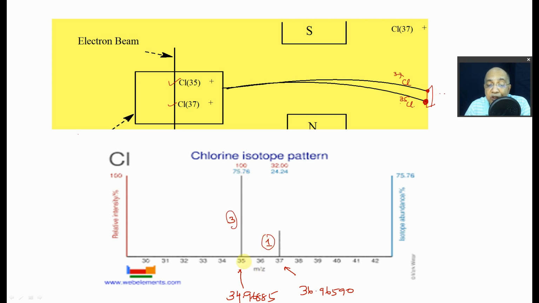And the exact position here you may find in the vicinity of 35, but somewhere the computer will write 34.96885, exactly as I have copied the exact value, and 37 will be exactly 36.96590.